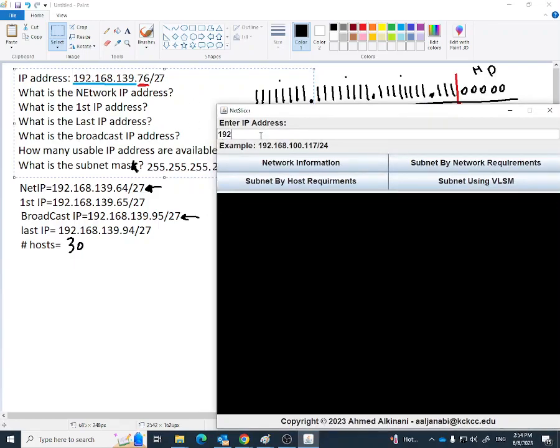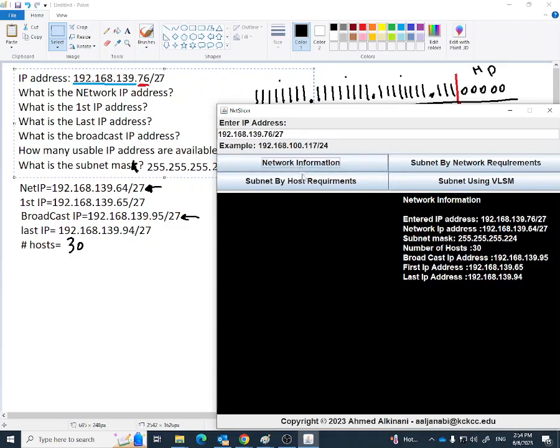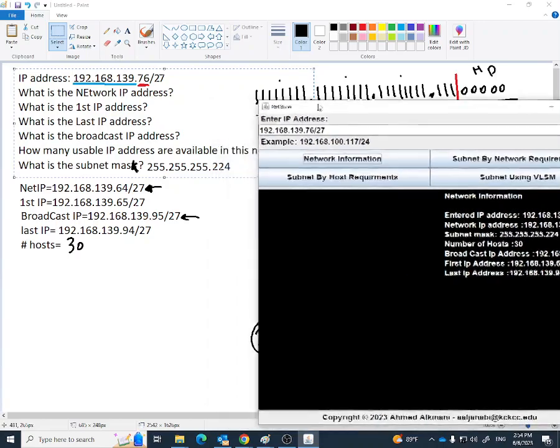So if I come here and put the IP address that I was working with, 192.168.139.76, a prefix of 27, and I click on network information, you'll see the entered IP address is whatever I entered. The network IP address is 64, just like I have here. And then the subnet mask is 255.255.255.224, and here it is. This is what I have here.